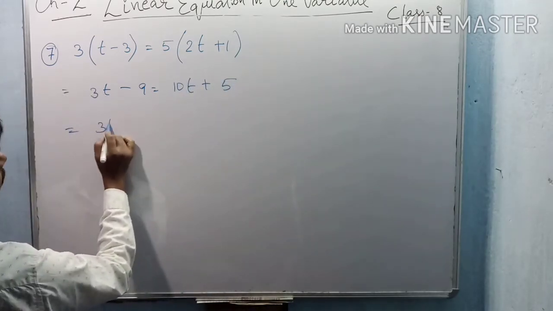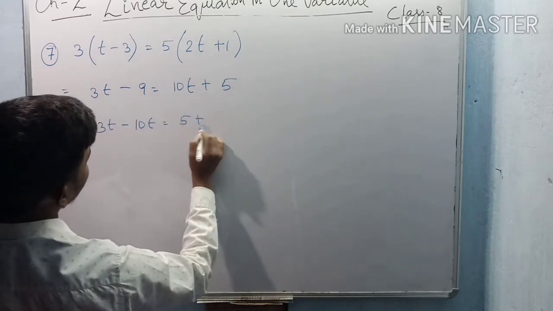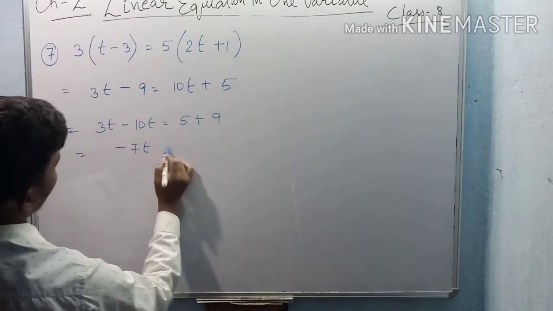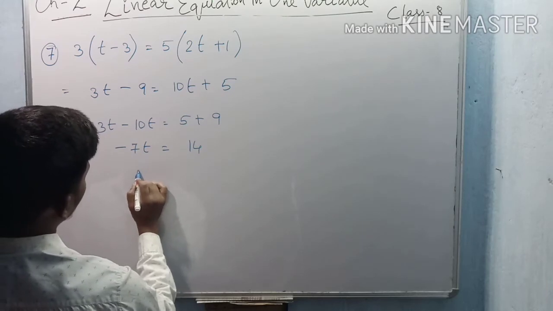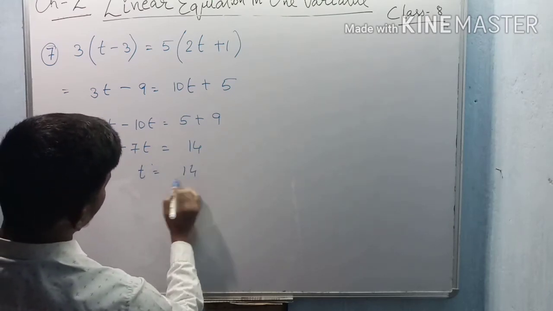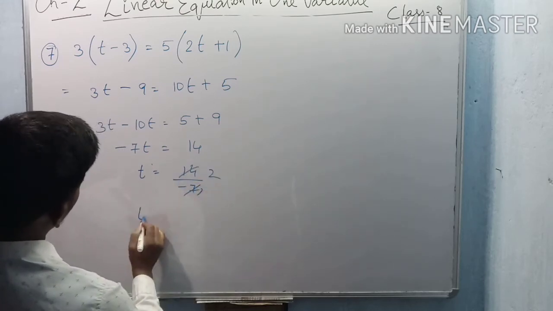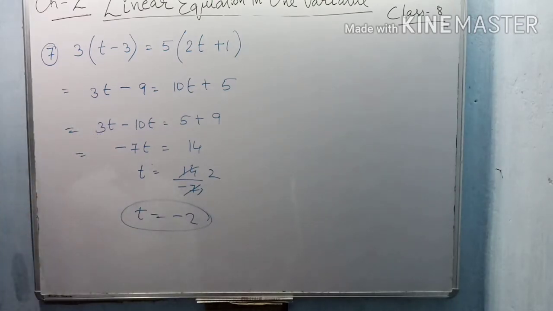So variable one side and constant one side: 3t minus 10t equals 5 plus 9. So 3 minus 10 will be minus 7t equals 5 plus 9, which is 14. So minus 7t equals 14, divide by minus 7. 7 twos are 14, but the minus sign will go upside, so t will be minus 2. Okay, this question is easy, you can understand it easily.